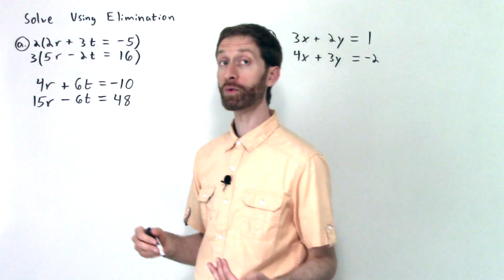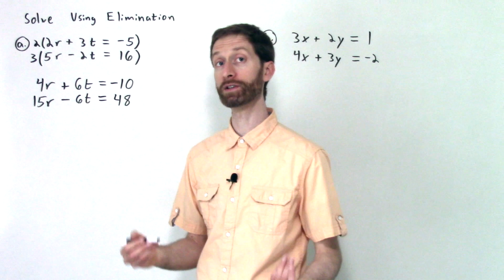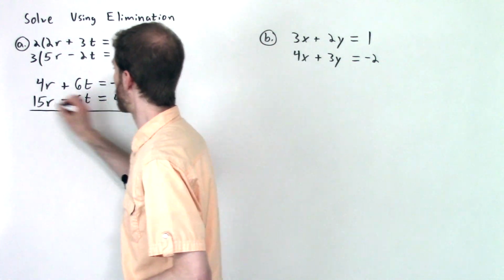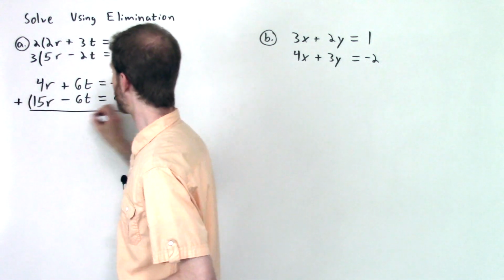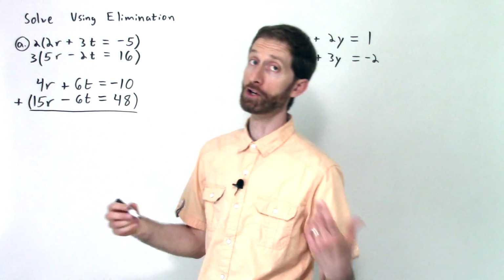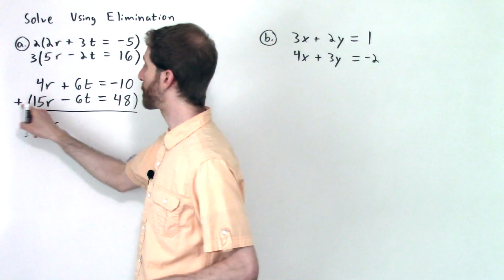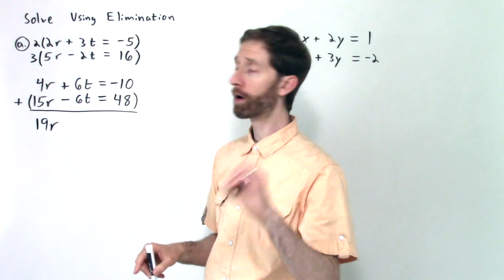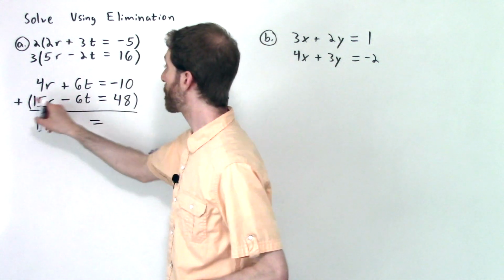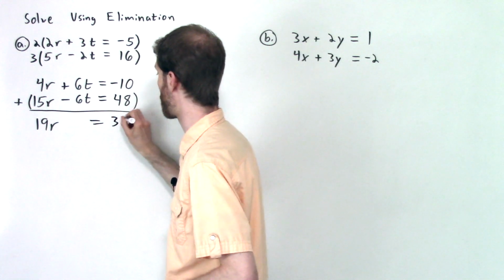So what I'm going to do now to eliminate is add, because 6 plus -6 will give us 0, and that's what we want, to eliminate those t values. Again, make sure that you write out that plus sign to show you're adding. 4r plus 15r is 19r, sweet. 6t plus -6t is 0, so they cancel, and that's what you wanted to have happen. -10 plus 48 is a positive 38.